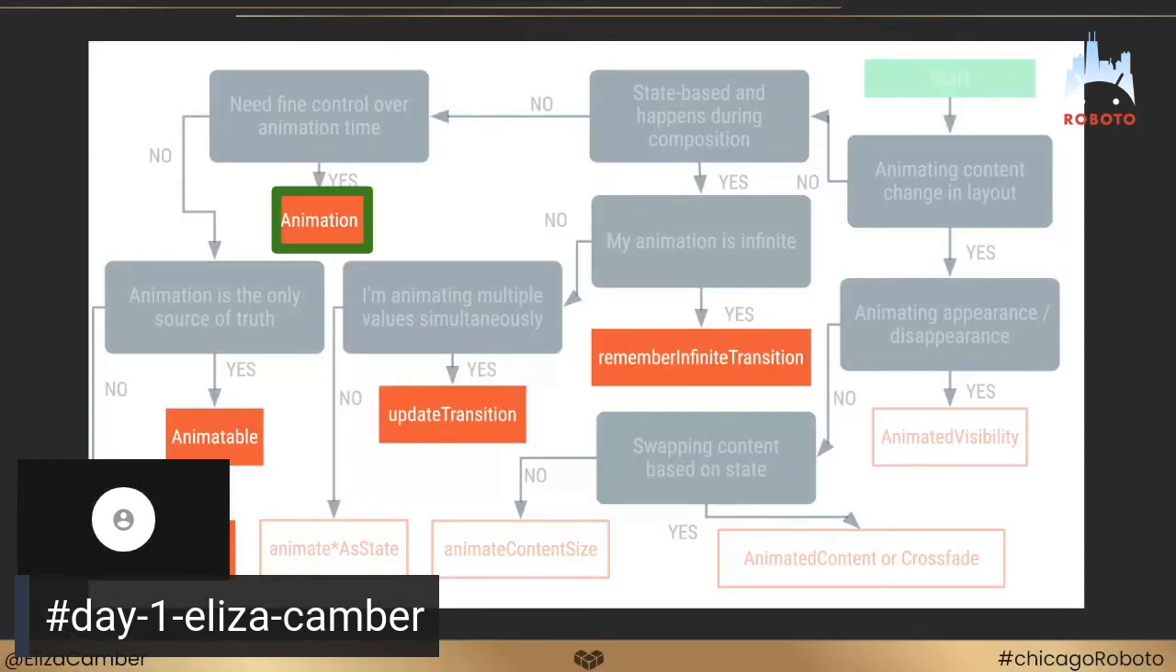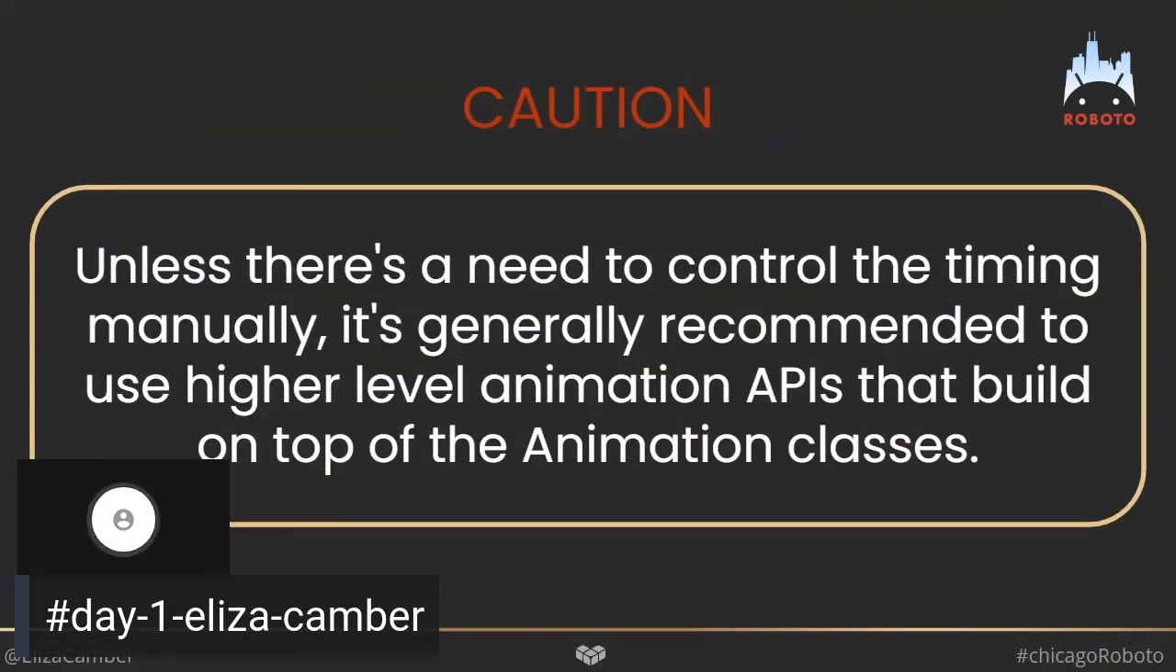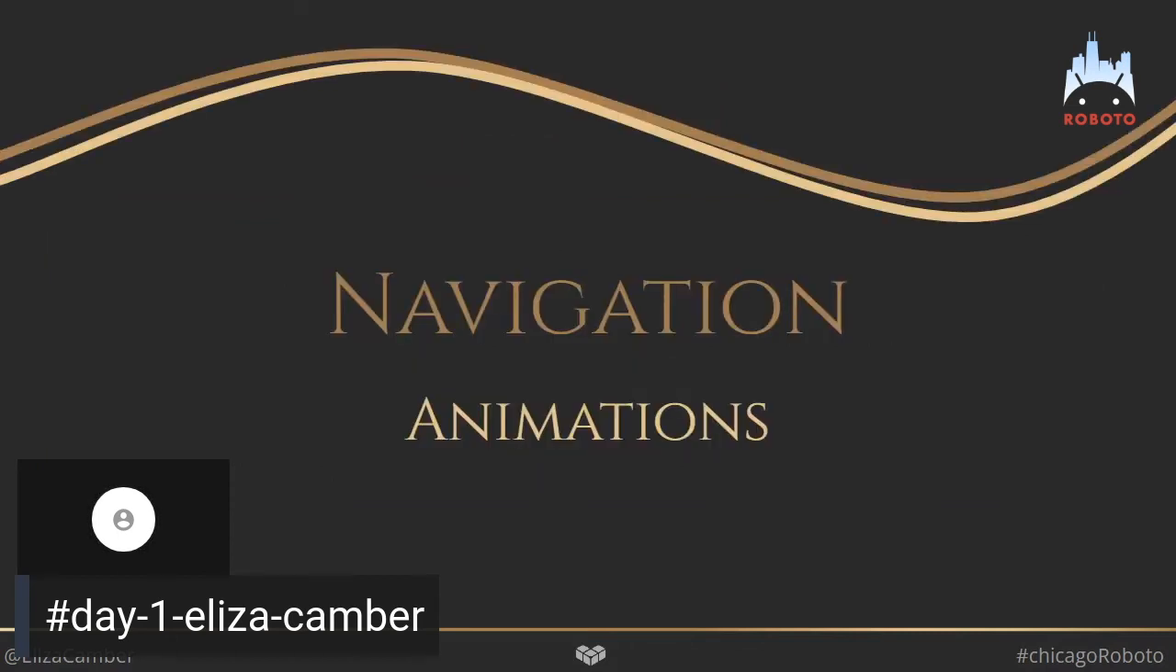Okay. And finally, we have the animation. Everything that we've seen so far is built on top of the animation API. But animation should only be used if none of the previous ones actually cover your use case. It's a very basic, very low-level animation API. It doesn't have a concept of the life cycle in it, so you have to be very careful when you're using it. And you should only use it if you manually want to control the time of the animation. That's all.